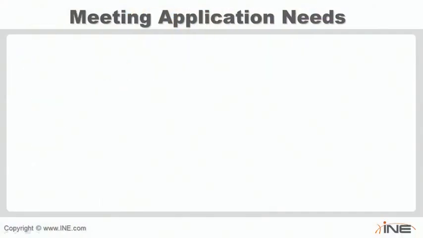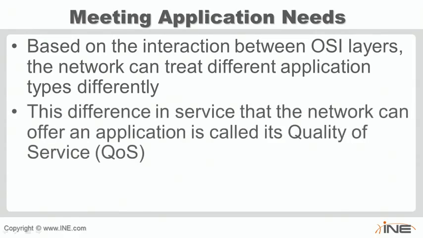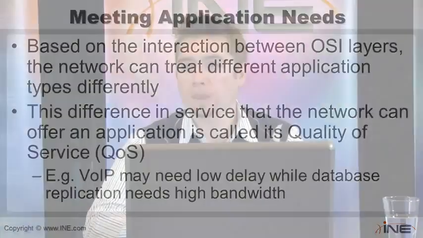But with these different applications, based on how the interaction is going to happen in the OSI layers, which we talked about as the interaction between IP and a TCP header, or IP and a UDP header, the network can offer different levels of service, or what we sometimes call the quality of service, or QoS, to the application. We may find that something like voice doesn't necessarily need a lot of bandwidth, but it needs to make sure that it has low delay, so that when I'm talking on one end of the phone, it doesn't take 5 seconds to get to the other side.